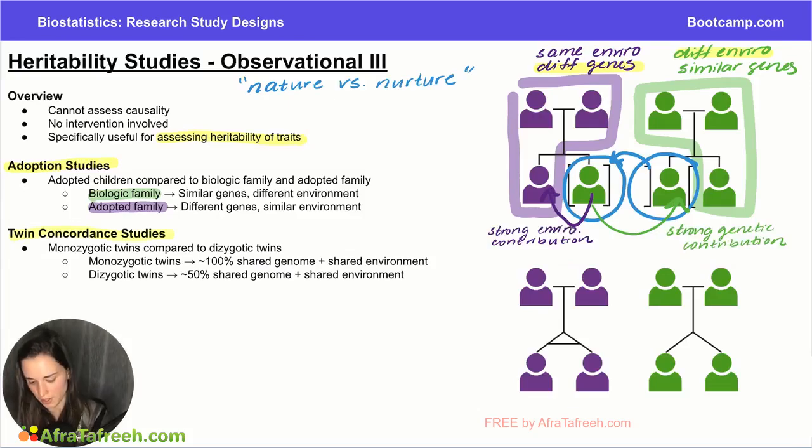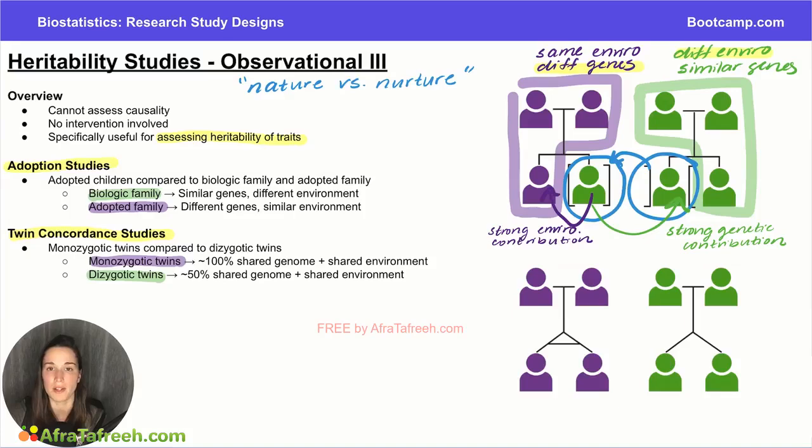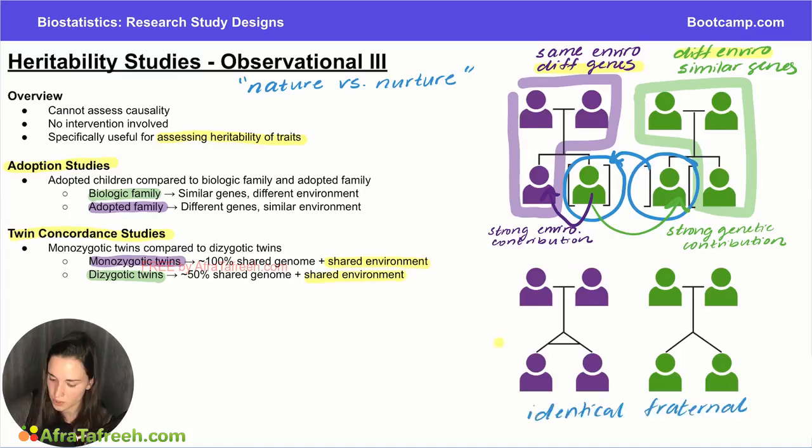Twin concordance studies are another useful way of getting at this heritability question. In twin concordance studies, monozygotic or identical twins are compared to dizygotic or fraternal twins. The idea here is all twins, whether they're identical or fraternal, share a similar environment starting all the way from conception. So these studies are controlled for environmental exposures. So both identical and fraternal twins here share 100% of their environment.